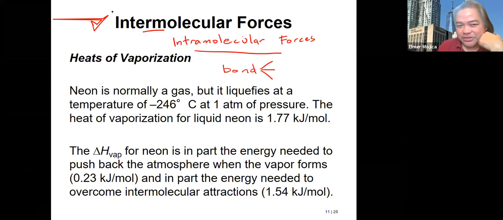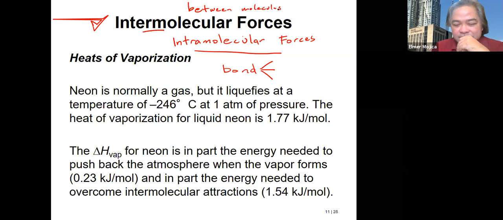Now, the one that we're going to discuss today is intermolecular. So this is between molecules. Okay, so this is what we call the forces that hold the solids and the liquids together. If you want to make your liquid into a gas, then you need to apply some energy to break these forces. And the heat of vaporization is the energy needed to make a liquid into a gas.